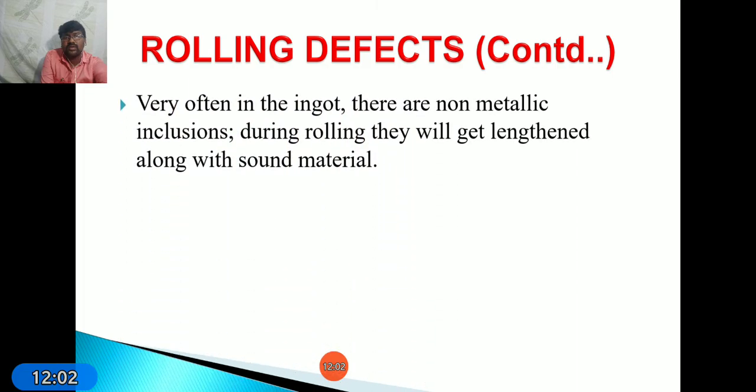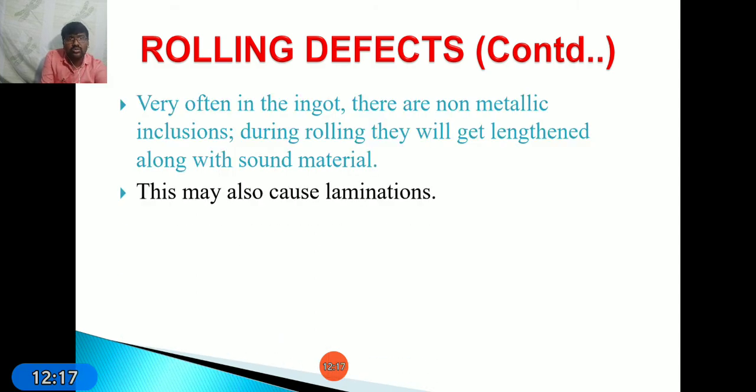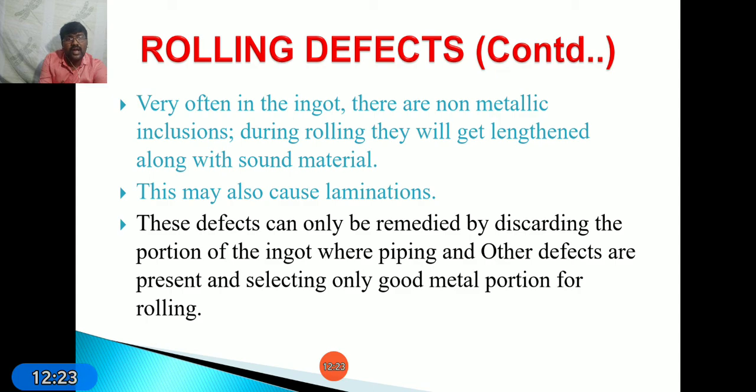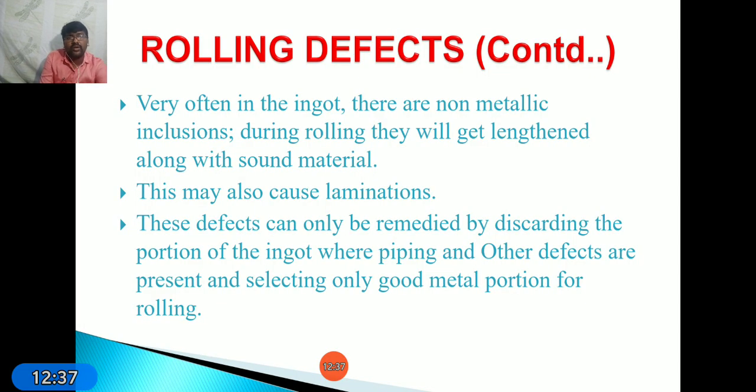Next, very often in the ingot there are non-metallic inclusions. During rolling they will get lengthened along with the sound material. This may also cause laminations. These defects can only be remedied by discarding the portion of the ingot where piping and other defects are present, and selecting the good metal portion for rolling. Like this, we have to overcome defects occurring in the rolling process. Thank you.